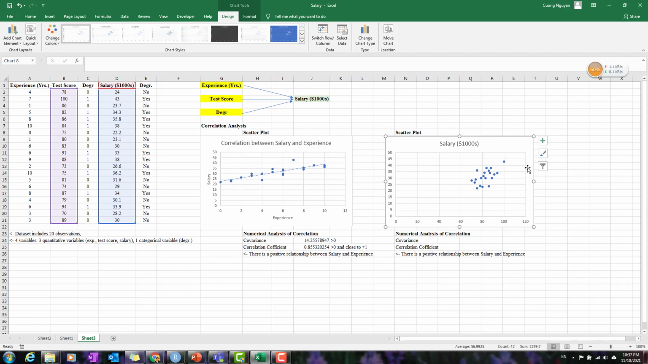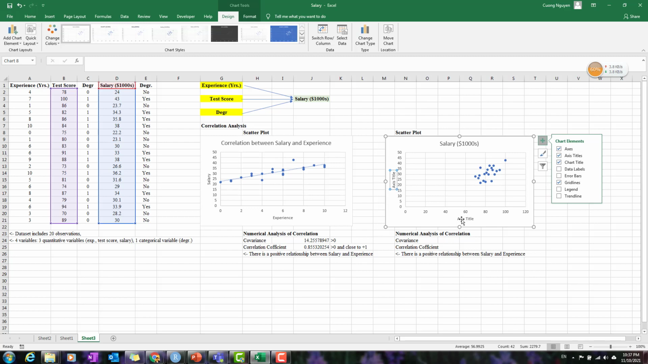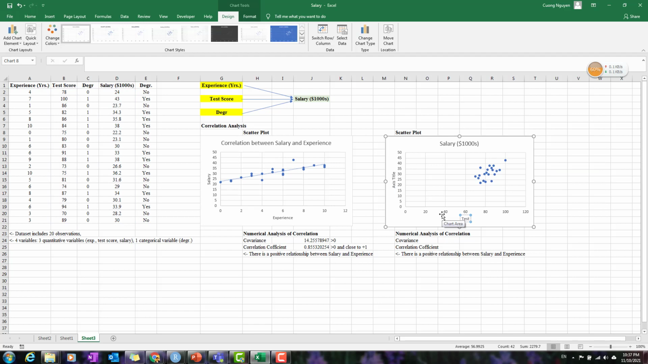I can add the axis titles. For this side, this should be the test score, because the test scores are spread from something like 60 to 100. The other side, of course, is salary. I would say this could show the correlation between salary and test score.